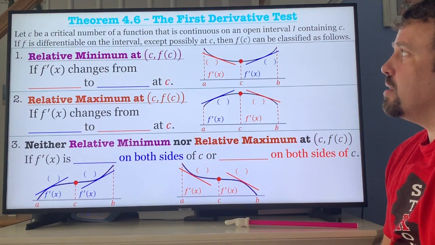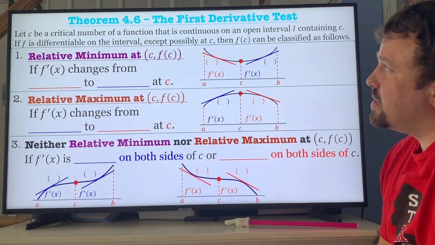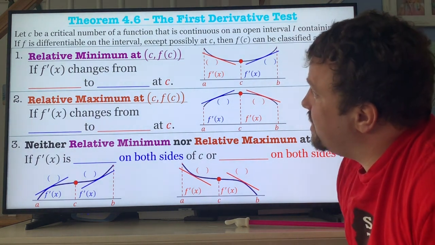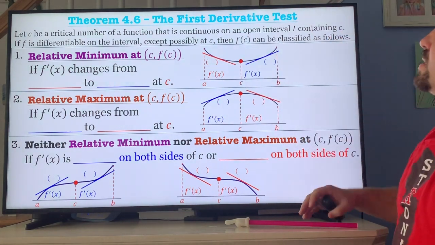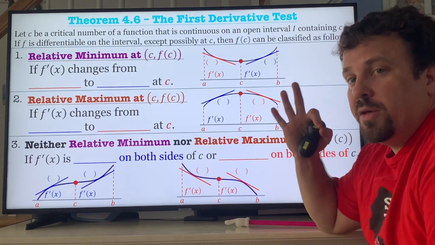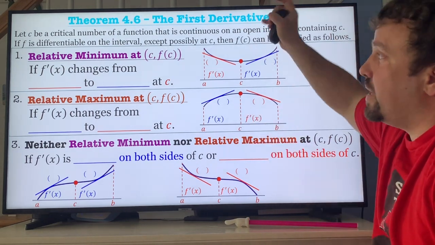So, let's look at this. Theorem 4.6, the first derivative test. Let c be a critical number of a function f that is continuous on an open interval I containing c. If f is differentiable on that interval except possibly at c, then f of c can be classified as the following. The first derivative test tells you 3 things.